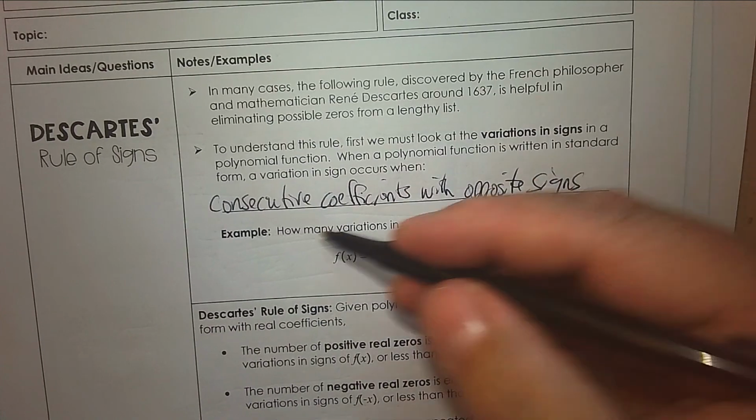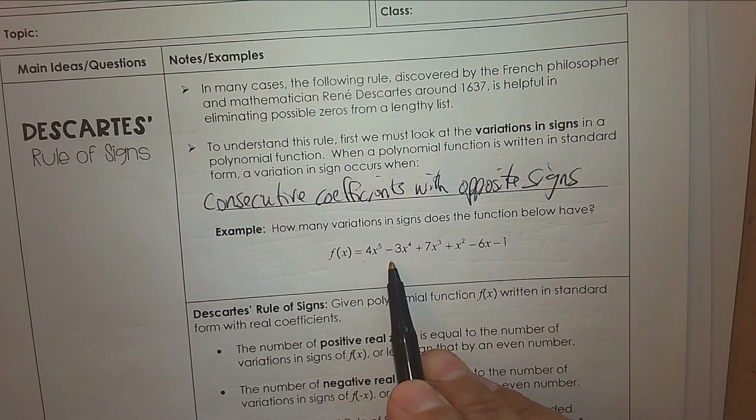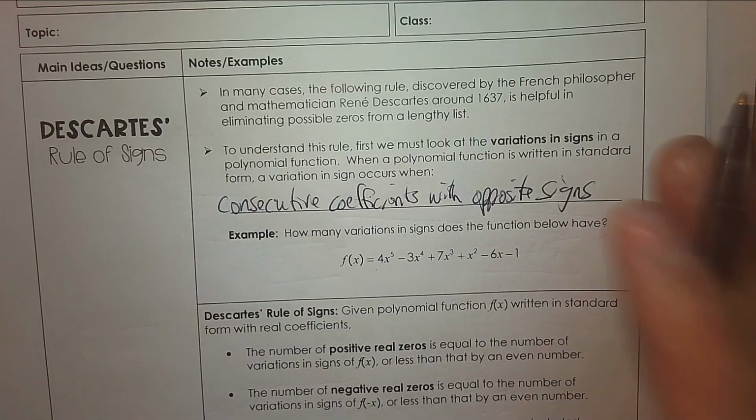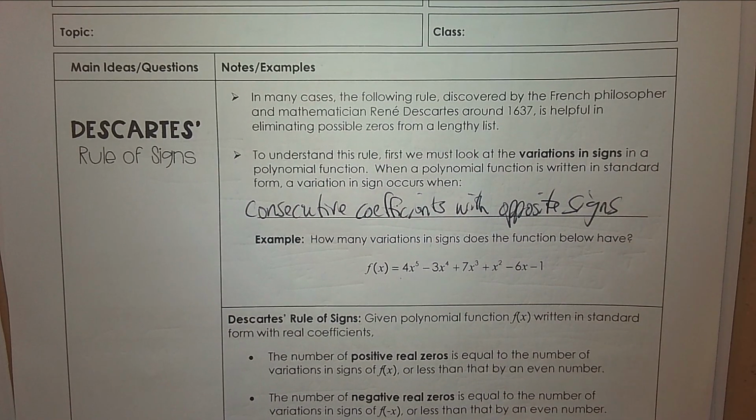So how many variations in signs do you see? So we have from positive 4 to -3. All right, so I'm going to continue Descartes' rule of signs after we're doing a little drill right now. So we'll continue this one after. Next video.